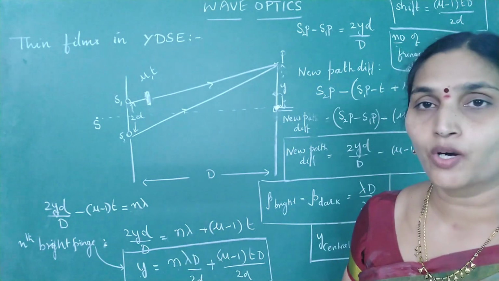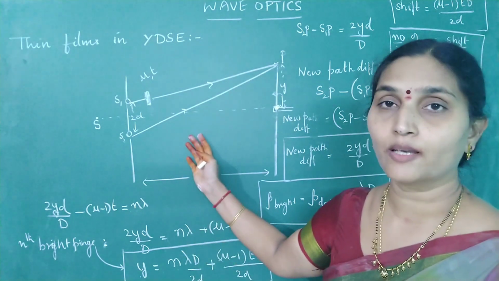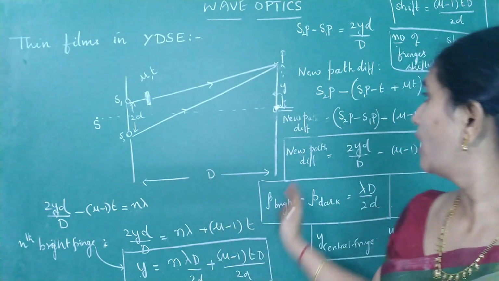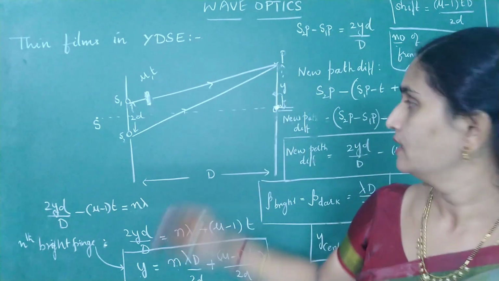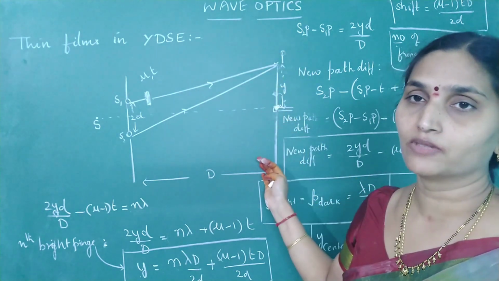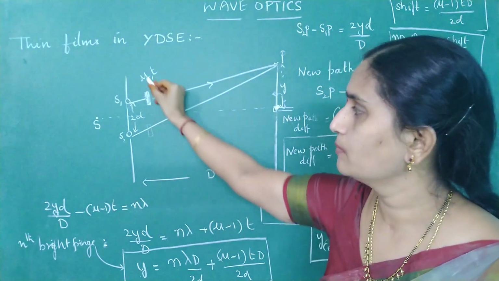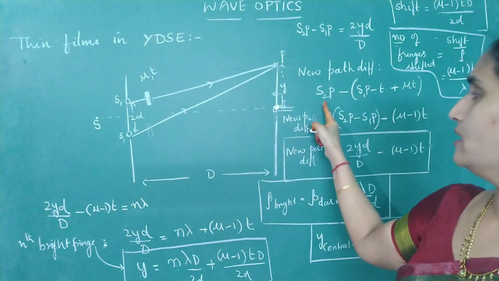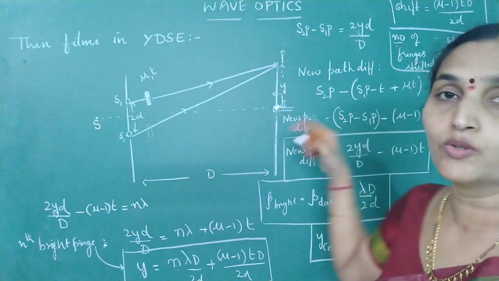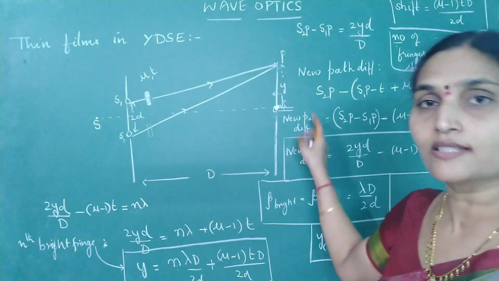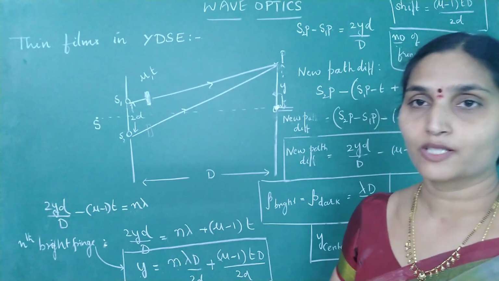This is one of the important parts in the objective pattern, because most of the time they ask what is the additional path difference by introducing a thin film, how many fringes have been shifted, what was the shift produced in the central fringe, and whether the shift is upward or downward. Sometimes they may give you two materials, mu1 and mu2. Then you write the equation for the new path difference: you will get (mu2 minus mu1) t. If the path difference changes, the shift also changes. So this is a very important part of this chapter.